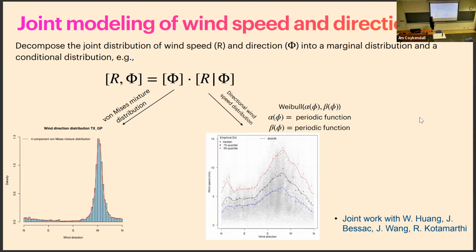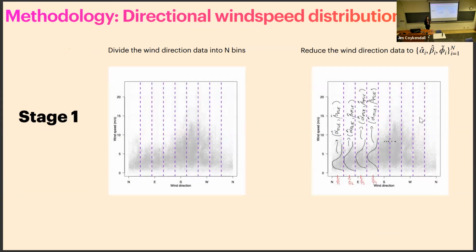So the core of our work is the construction of this directional wind speed distribution. I would like to take a few slides to explain the process we follow to construct this distribution. So again, we start with wind speed and wind direction data that is measured at one location during one season. We divide the wind direction data into n bins. In this example, I'm using 9 bins. This is what is called binning the data.